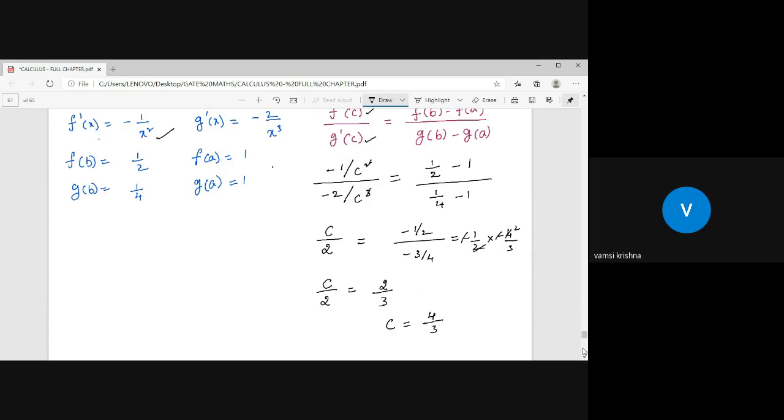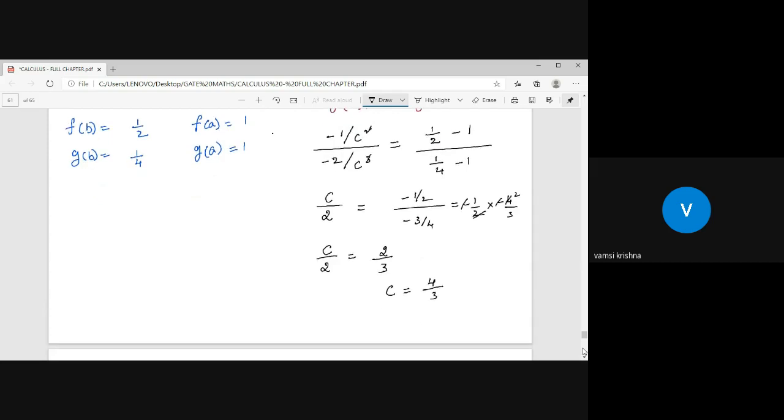So not only getting this c value, you should analyze whether this c really exists in the given boundaries or not. According to our Cauchy's theorem, there exists some c which belongs to the closed interval a comma b. Yes, here I got the answer 4 by 3, and 4 by 3 belongs to our given interval 1 comma 2. So answer 4 by 3 is correct. 4 by 3 means 1 point something, so definitely it lies in that range.